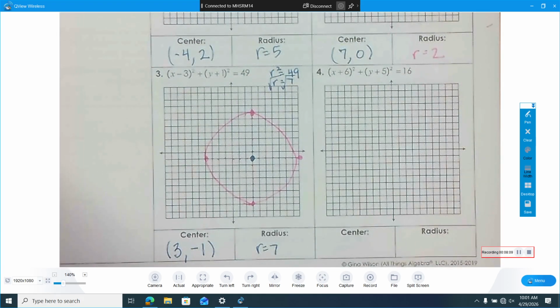But that's okay because it's super easy on Delta Math. Super easy. Because they have the circle shape, you just have to drag it out where you want it to go. So it's really cool. All right, questions on that?